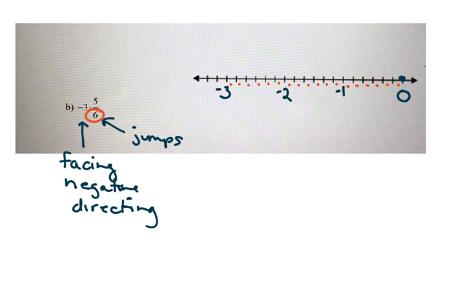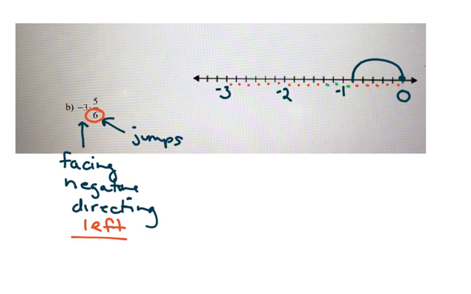All right? So starting at 0, we're going to be facing in the negative direction. So we are going to be hopping forward, but in the negative direction. We're going to be hopping to the left. Our 3 jumps are not full jumps. They are only 5/6 of the way. So 5/6, that's our first jump.